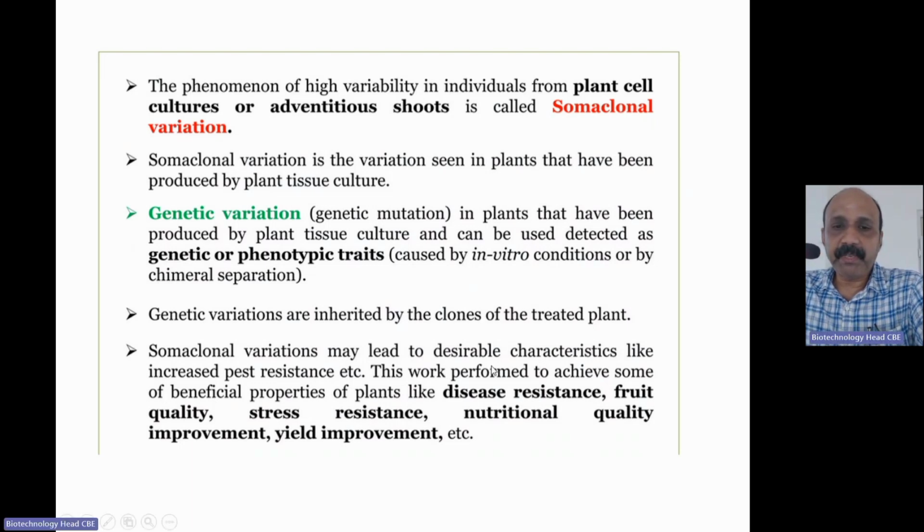The somoclonal variation may lead to desirable characters like increased pest resistance. This is performed to achieve beneficial properties in the plants like disease resistance, fruit quality, stress resistance, nutritional quality improvement, yield improvement, or any of those characters. We can breed or culture the cells under such stress conditions and get a desired plant for any of the characters we are looking for.